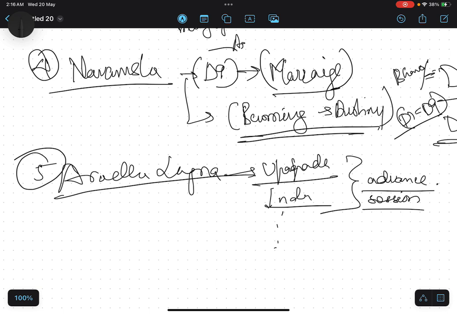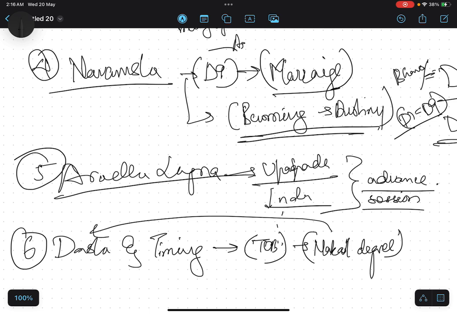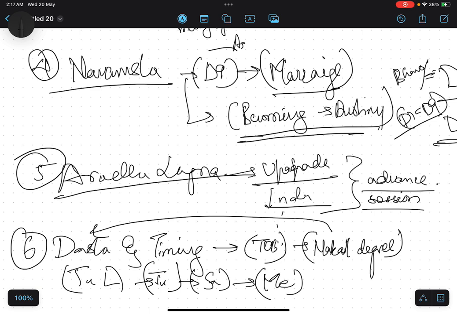Then Dasha and timing. Yes, this is central. Dasha and timing, the sixth one. Here, the timing I'm referring to is the time of birth, which will in turn give you the nakshatra degree. This degree will then determine the dasha you are born into. For example, I am Purva Bhadrapada, so I was ruled by Jupiter. So my first dasha was Jupiter. Then I went through Saturn. I'm going to make a video on these dashas also. And very soon, I'm transiting into Mercury Mahadasha. So this is like a lineage.